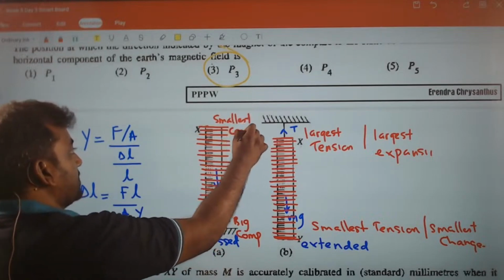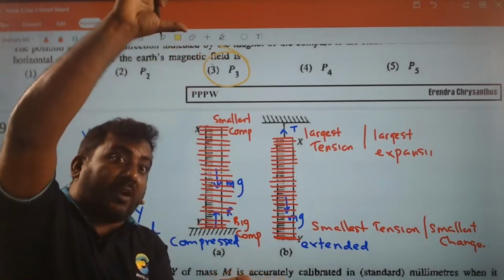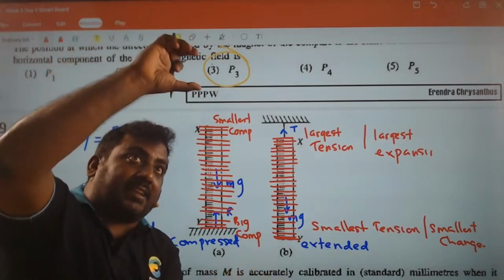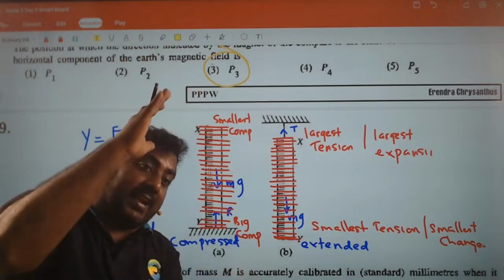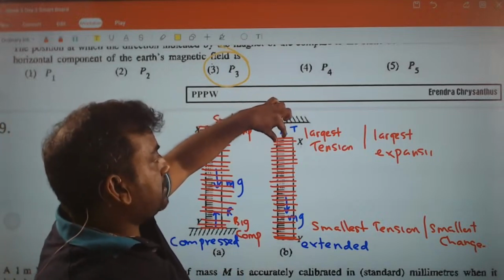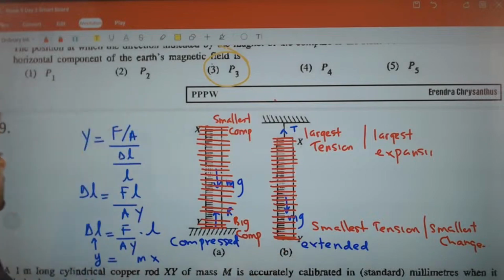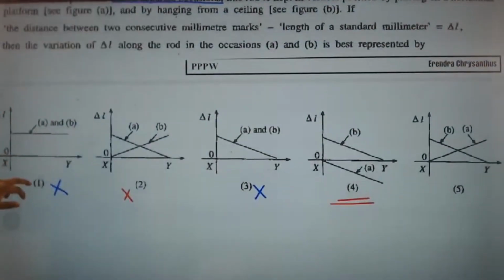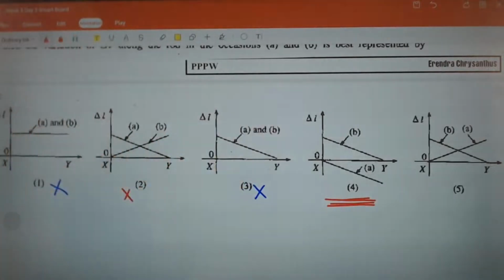So very good logical question. Think about keeping a load on top of a load, top one will have less compression. Next one, slightly more. The more you go down, the bottom one has greater compression. If I am pulling it, biggest tension is here, so biggest expansion is there. Smallest tension is here, smallest expansion is there. So from this you can say, most suitable answer is answer number 4, as shown in the figure.